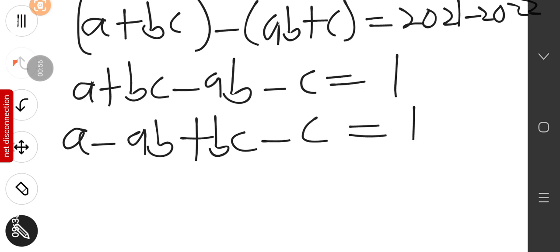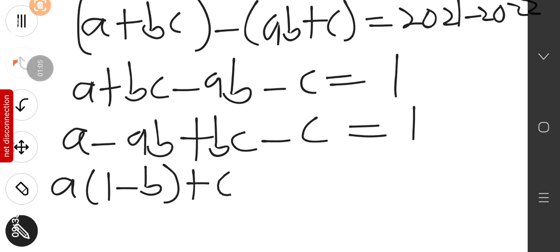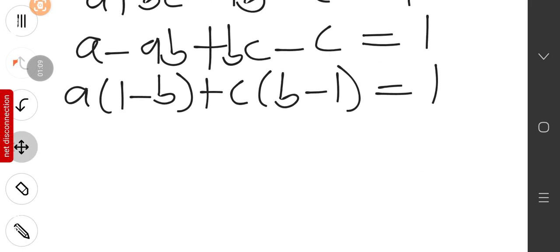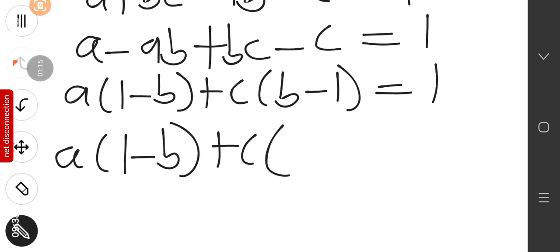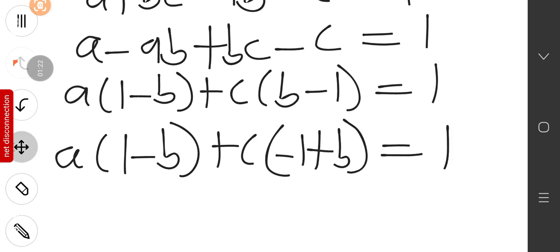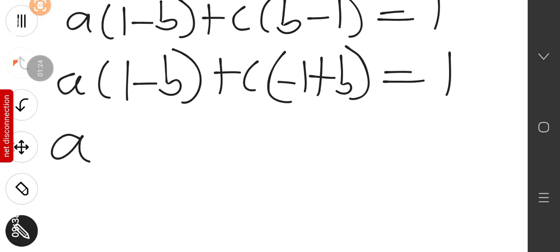So let's factorize, or let's bring the common terms out. You have A times 1 minus B, and we have C times B minus 1 equals 1. This part of the equation can be written as minus 1 plus B. So you're going to have A times 1 minus B.